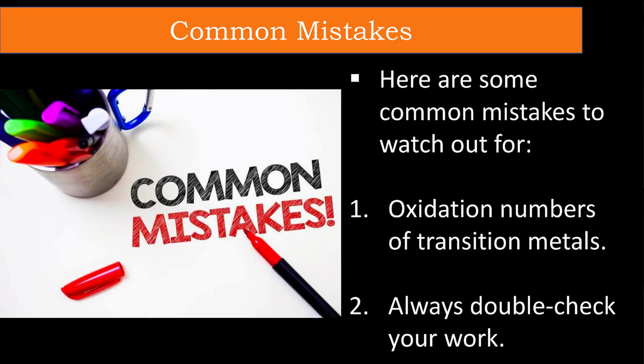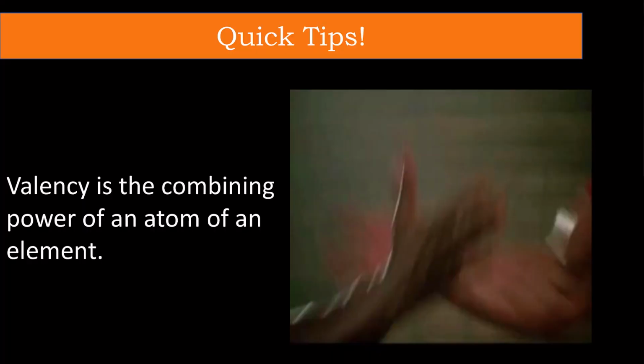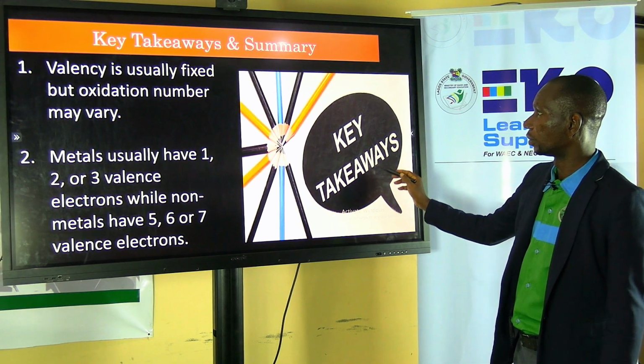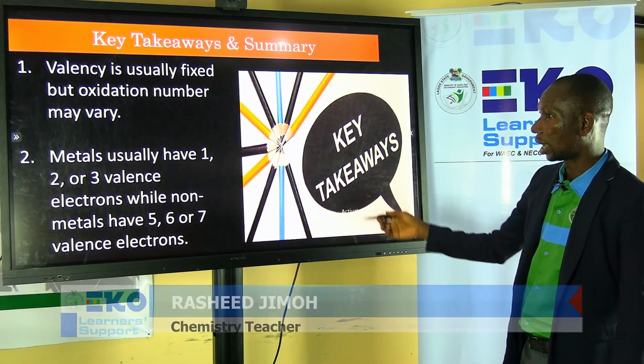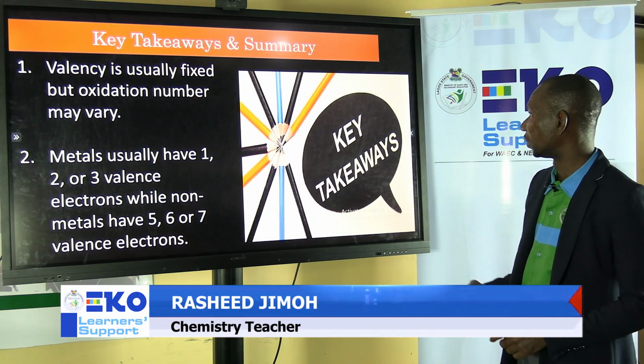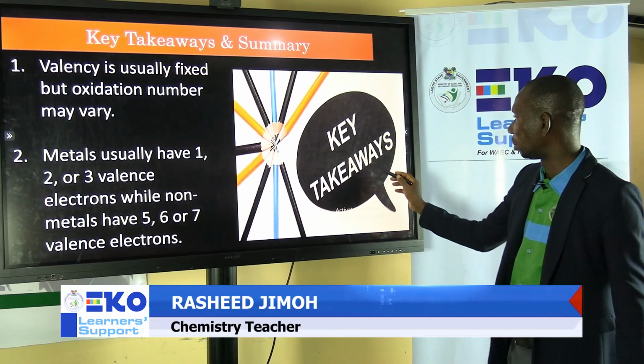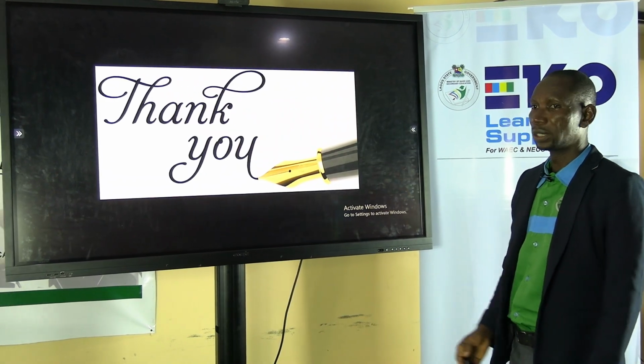So these are some common mistakes that students make in this particular topic. And don't forget that valency is all about combining power, as you can see on the screen there. Okay, we have looked at valency and oxidation number, meaning different things. We have looked at valencies of metals to usually be 1, 2, or 3, and those of non-metal to be 5, 6.